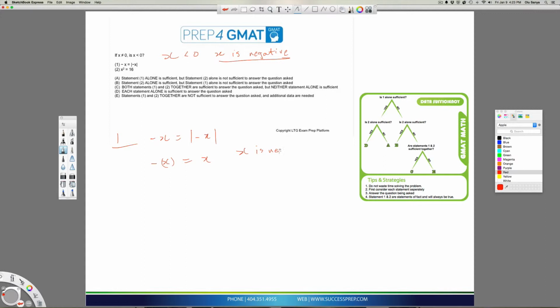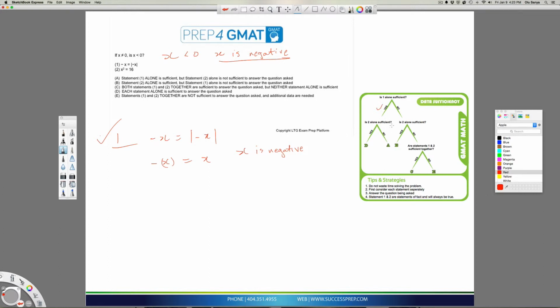We just proved that, because the only way this negative x could equal a positive x is if this x inherently was a negative number, and a negative times a negative will make this positive. So we just proved that x is negative from statement 1. So statement 1 is true. If you go to my map here of data sufficiency, is statement 1 sufficient to answer the question? Yes. So I'm going to go down this path.